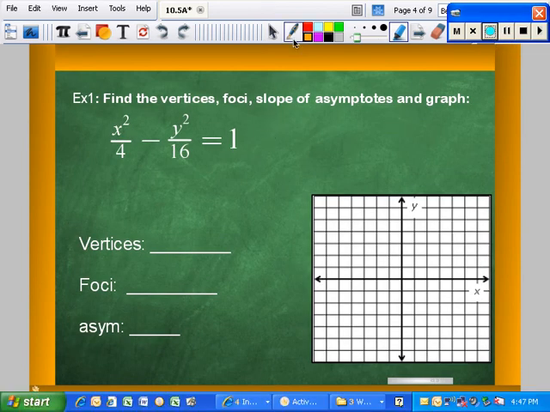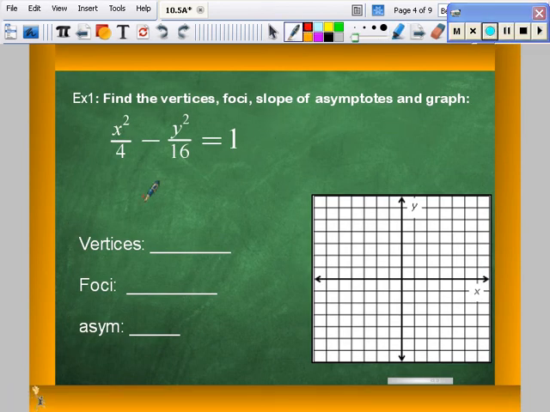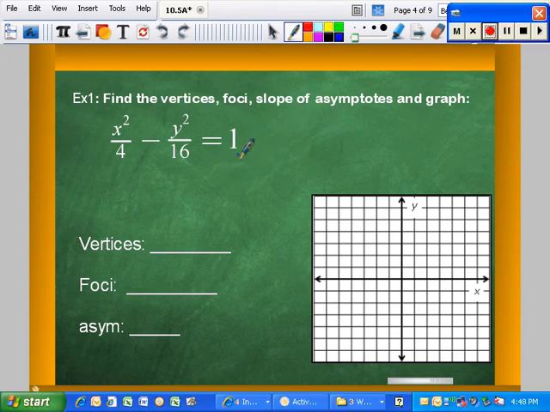All right, so we have x squared over 4 minus y squared over 16 equals 1. This is standard form because equals 1, just like an ellipse, tells us we're in standard form as long as the x squared and the y squared have no coefficients in front of them. And they do not, so we are in standard form. We've been asked to do 4 things. We've been asked to find the vertices, the foci, the slope of the asymptotes, and then graph.